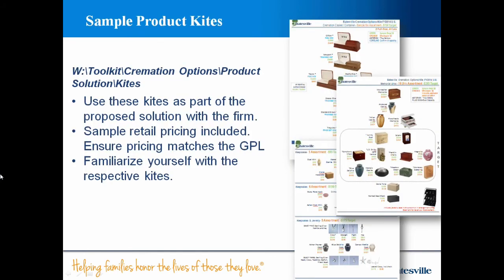The kites that we use to fill out the cremation product guide are also available to you in the toolkit at the address that's listed on the slide. These are great tools to learn. Familiarize yourself with these kites. If you're ever looking to fill out a showroom and trying to hit a particular wholesale or average sale, these are the kites that already list our best-selling urns and caskets and keepsakes and containers.